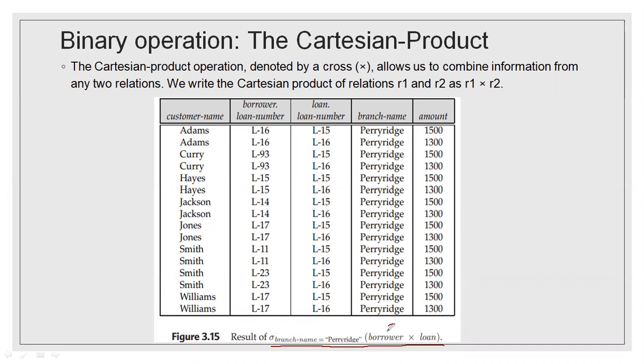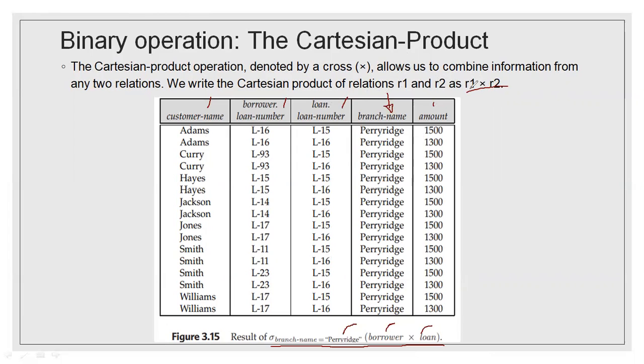Here we have two different tables, borrower and loan. We have taken branch name as Perryridge. So all the possible combinations of customers from borrower and loan with branch name Perryridge are shown in this table. So name of the customer, borrower loan number and amount. You know that we have different tables and depending on that, all the possible combinations are taken. So all the possible combinations are given by the cross sign, R1 cross R2.